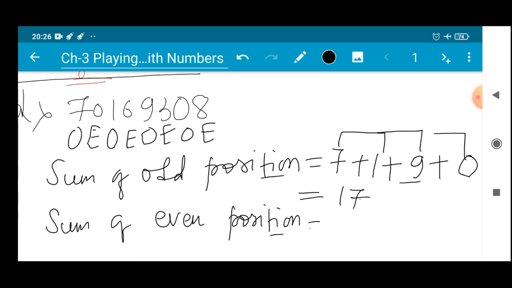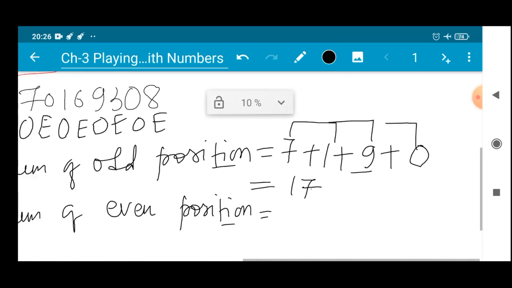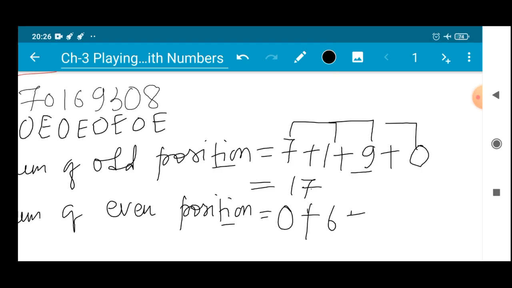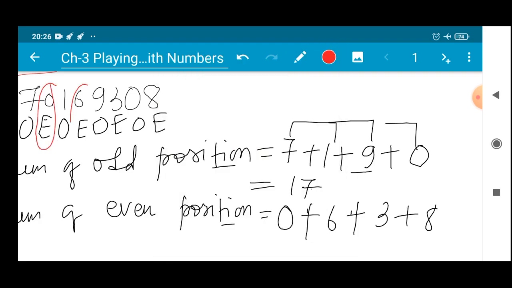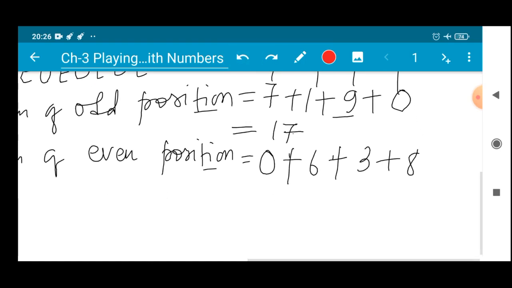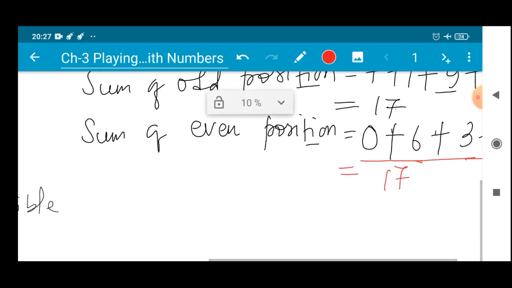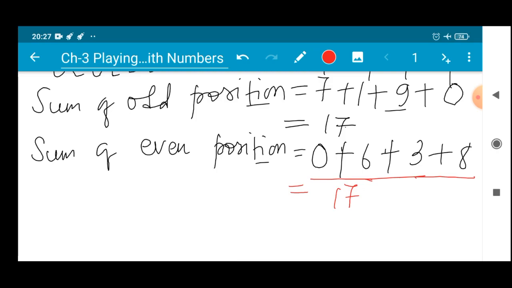Sum of the numbers in the even position. What is there in even? The first number is 0, then comes 6, then 3, then 9. Let me check it once again. 0, 6, 3, and then 8. So 0, 6, 3, 8 will be the numbers in the even position. Now on addition we will get 0 plus 6 is 6, 6 plus 3 is 9, 9 plus 8 is 17. Right, now you can see both the sums are 17. Of course when we subtract we'll get 0, and the number given here will be divisible by 11.